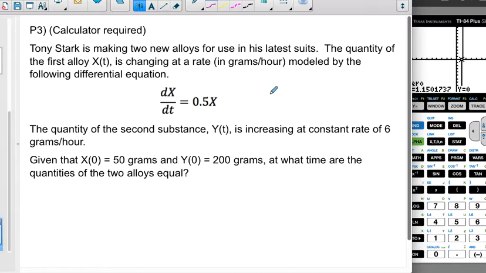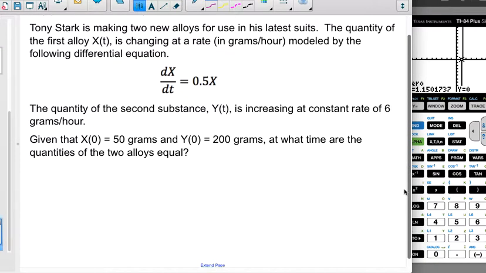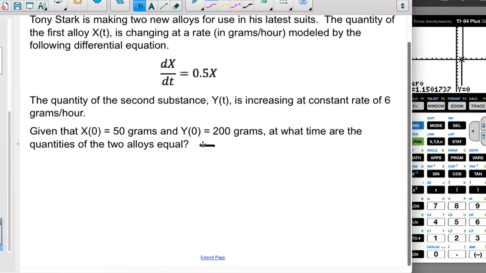Given that x of 0 is 50 grams and y of 0 is 200 grams, at what time are the quantities of the two alloys equal? So, same situation, I basically have two problems, right? The question I'm being asked is when is x of t equal to y of t. So I need an equation for both of them.